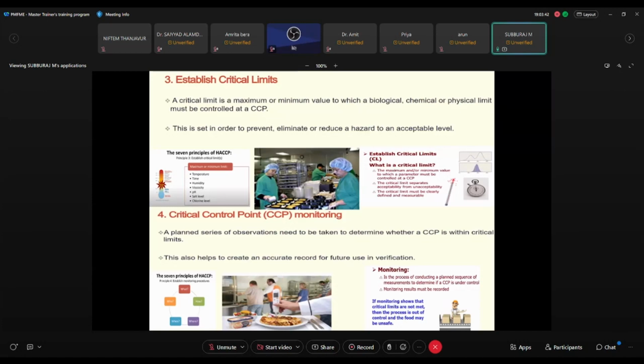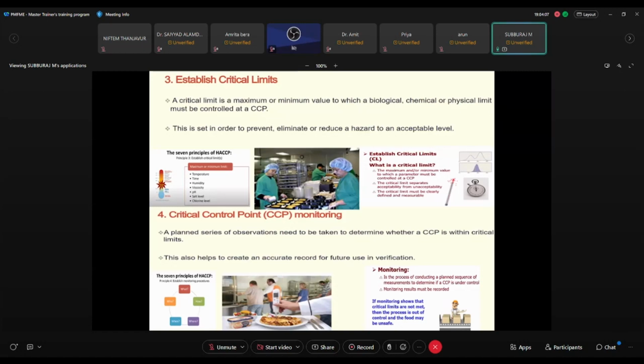Sometimes the automatic sensor is over there. Automatic sensors, automatic probes also there. It is automatically testing the temperature, whether it is exceeding the critical limit or not. Somewhere in the conveyor also the metal contaminations. If any metal is coming, immediately the system, the conveyor, it is immediately stopped. If any metal is coming through the food system, immediately stop. That is a critical control monitoring point.